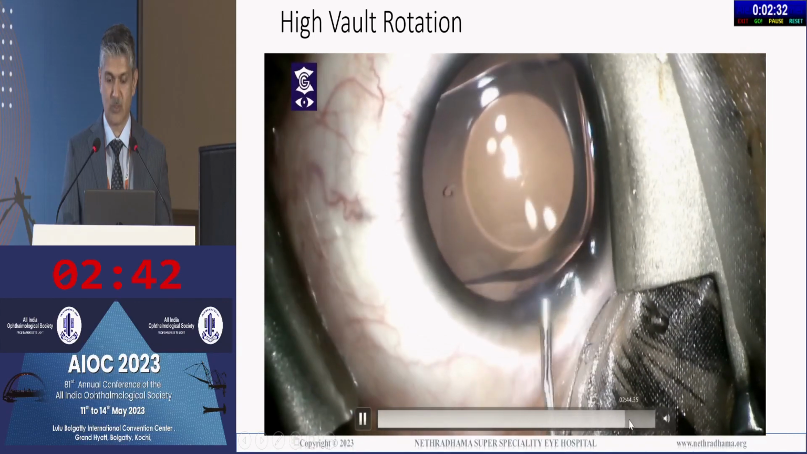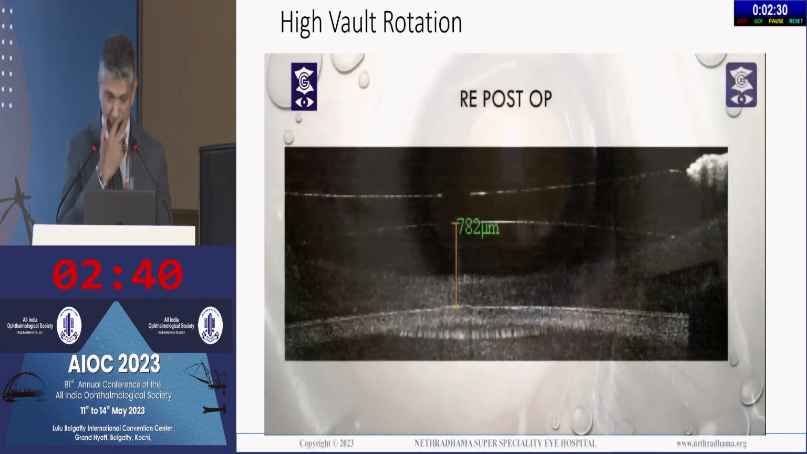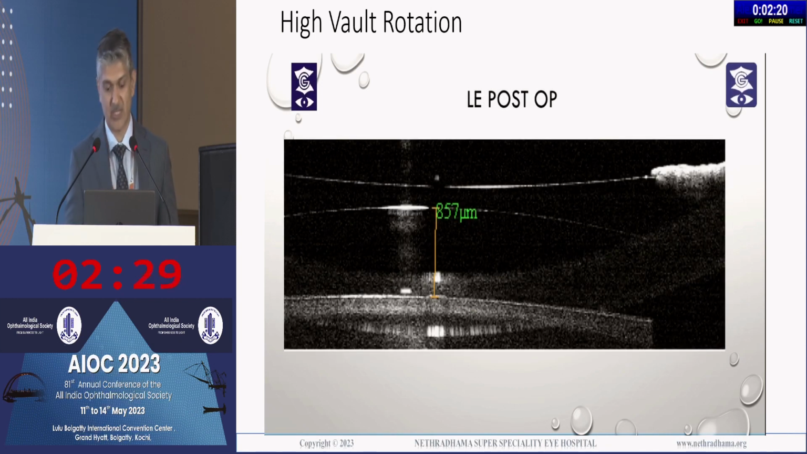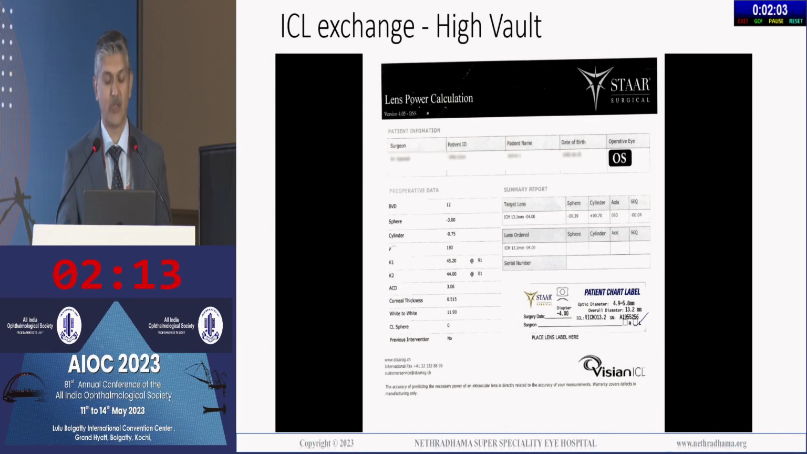So you can just wash out the viscoelastic if you use Healon, and you can see the post-op, it reduced from 1300 to 780, which is acceptable. So this is a small trick for a non-toric lens. This is the left eye, which was 857. So it reduces by almost 500 microns if you rotate it vertically. So for a non-toric lens, you can use this. When you have a high vault, you just rotate the lens vertically, and then with that you should be able to get a lower vault and get away without an exchange.